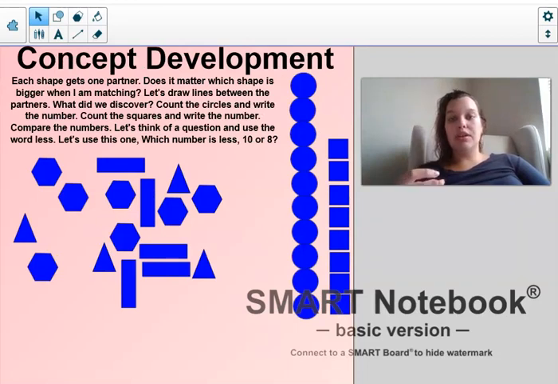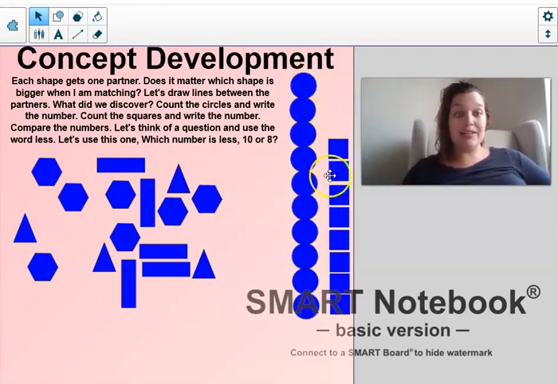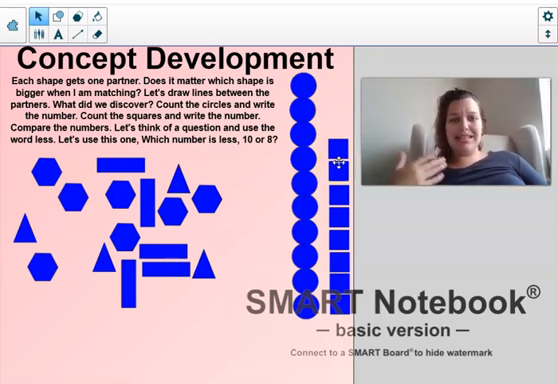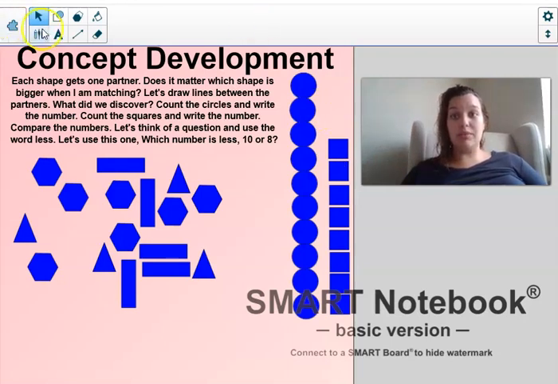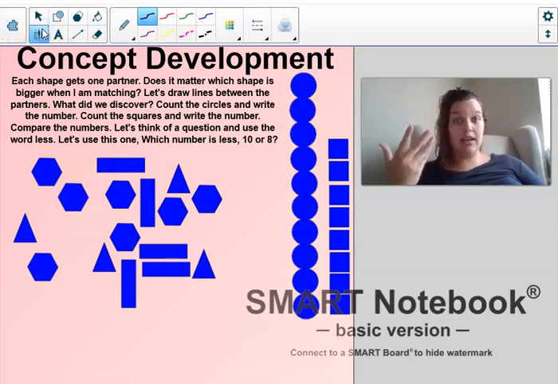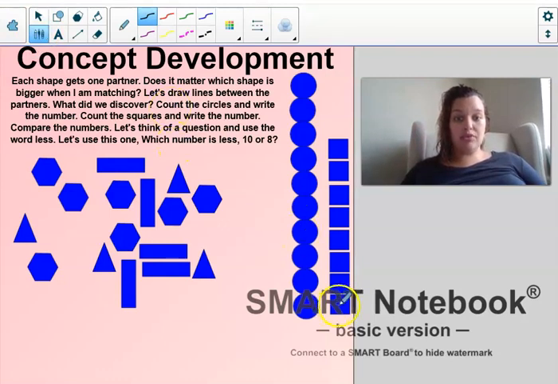Okay, so we are back to our shapes. I chose to put the circles in one row and the squares in another row, okay? Does it matter what shape is bigger when I'm matching them? No, because I'm going to draw a line to match them to see which group has more. We've learned that. So, let's figure out which group has more.